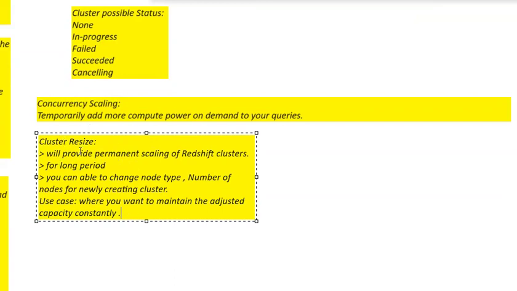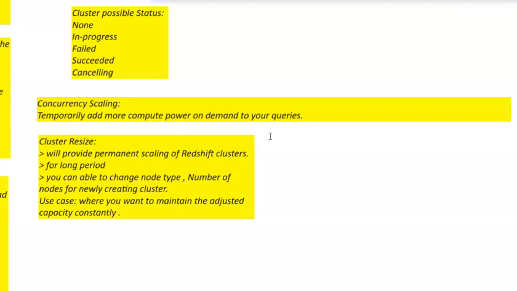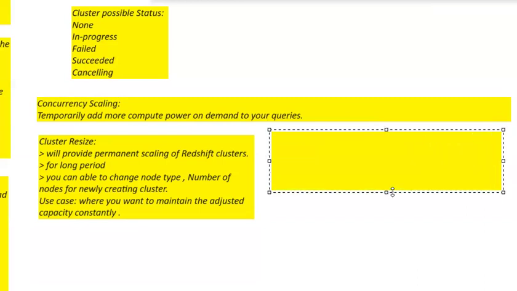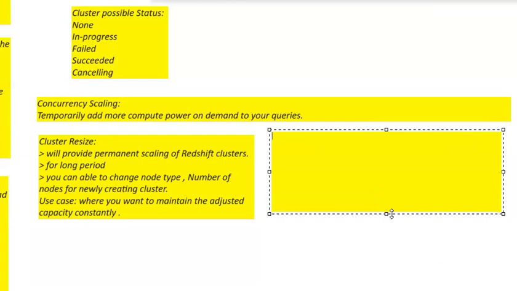So here, if you want to change the node type, then you can change the node type and number of nodes in your cluster. Those you can also configure under the cluster resize. So let's see the comparison of concurrency scaling with cluster resize. What are the points that we discussed? Let me write here.